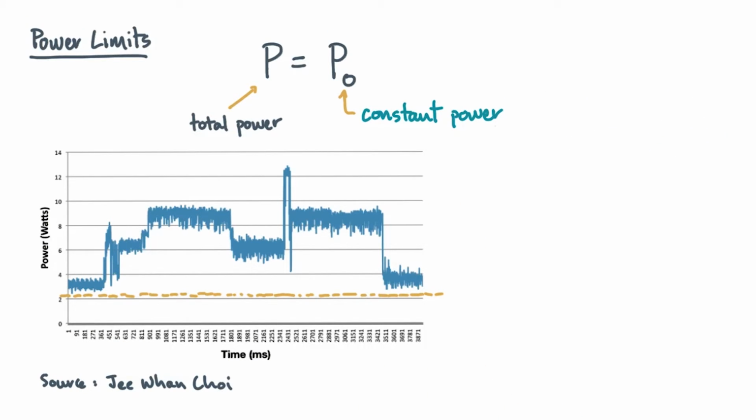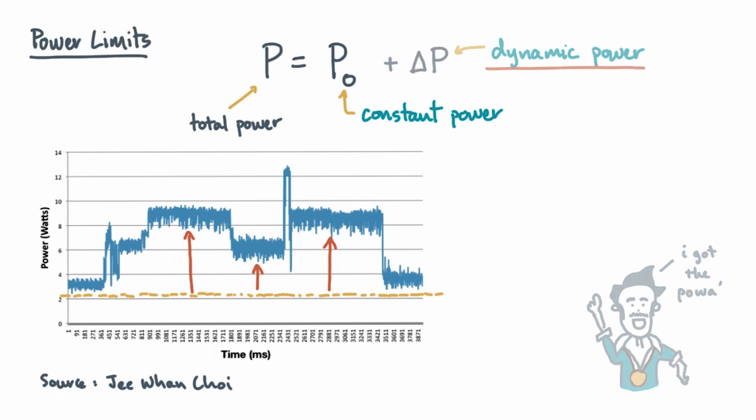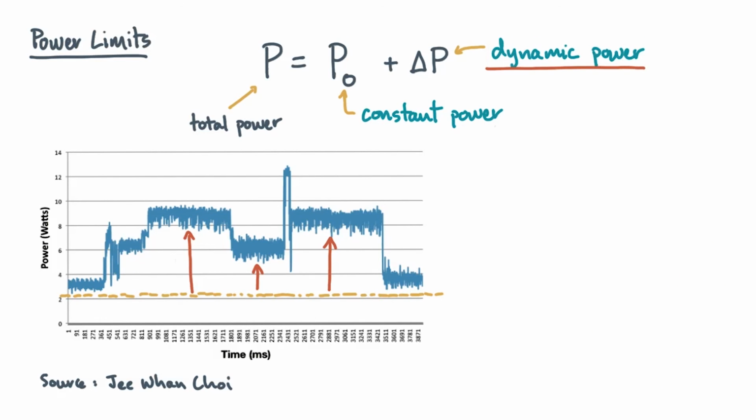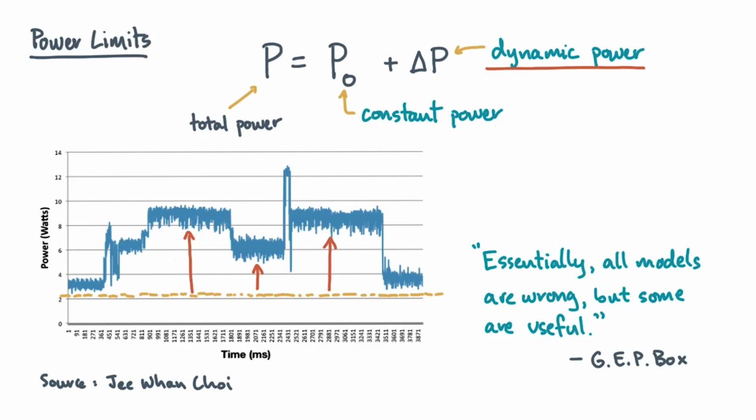Now, suppose a computation runs. Depending on what parts of the system it's using, the power above and beyond constant power will fluctuate. Let's call those fluctuations dynamic power. Ew, well, maybe not that dynamic. Now, real-life circuits can be much more complex than this simple model suggests. But let's not worry about that. Instead, let's take a cue from the famous statistician, George Box.